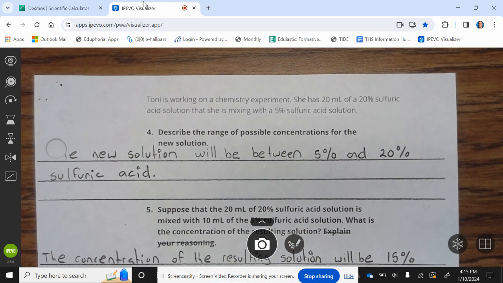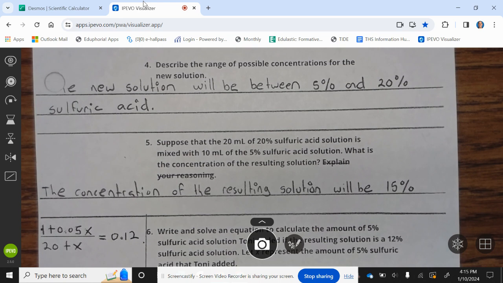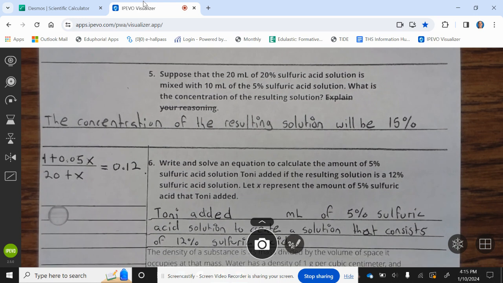Tony is working on a chemistry experiment. She has 20 milliliters of a 20% sulfuric acid solution that she is mixing with a 5% sulfuric acid solution. 4. Describe the range of possible concentrations for the new solution. The new solution will be between 5% and 20% sulfuric acid. 5. Suppose that the 20 milliliters of 20% sulfuric acid solution is mixed with 10 milliliters of 5% sulfuric acid solution. What is the concentration of the resulting solution? The concentration of the resulting solution will be 15%.